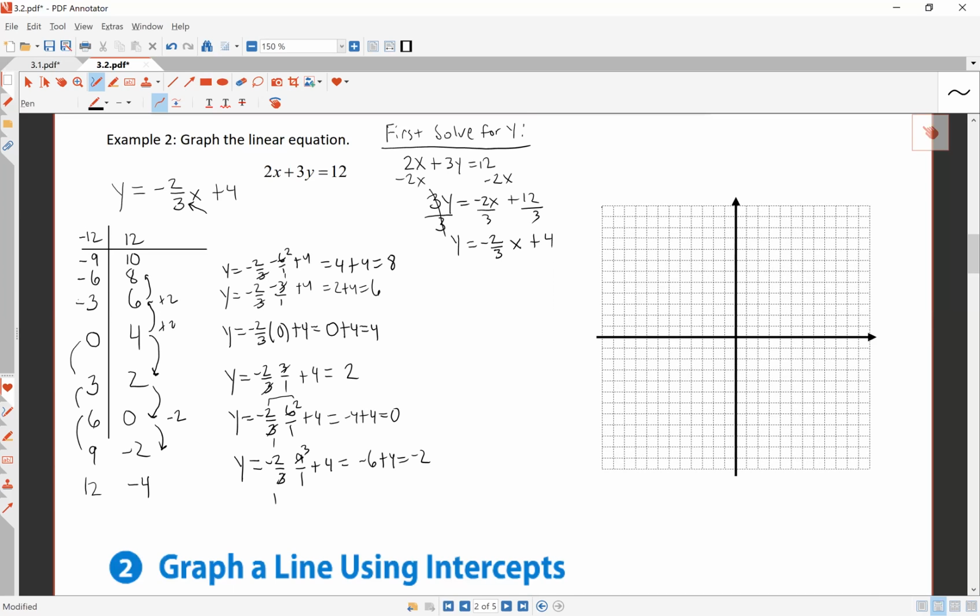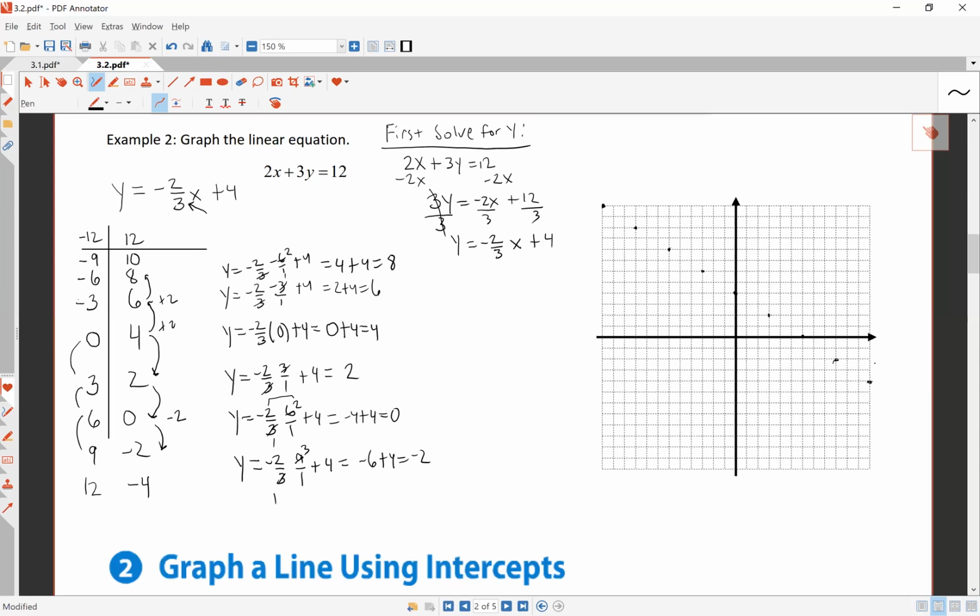So we have negative 12, comma 12, negative 9, comma 10, negative 6, comma 8, negative 3, comma 6, 0, comma 4, 3, comma 2, 6, comma 0, and 9, comma negative 2, and 12, comma negative 4.